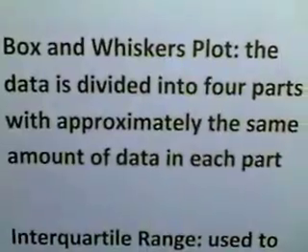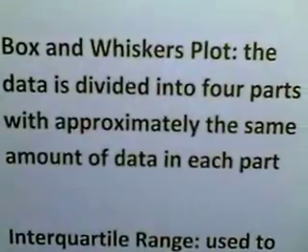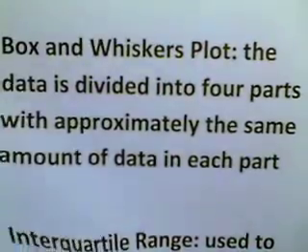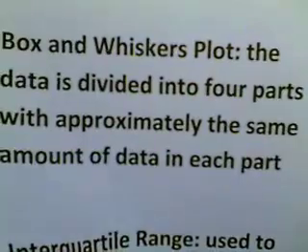The next way that we want to represent data is by looking at a box and whiskers plot. And the data is divided into 4 categories in a box and whiskers. You have the minimum and the maximum. You have the median. You have quartile 1 and quartile 3. So let's look at some data.